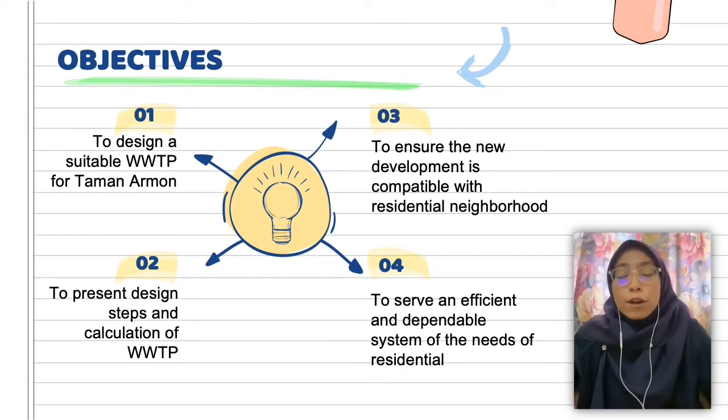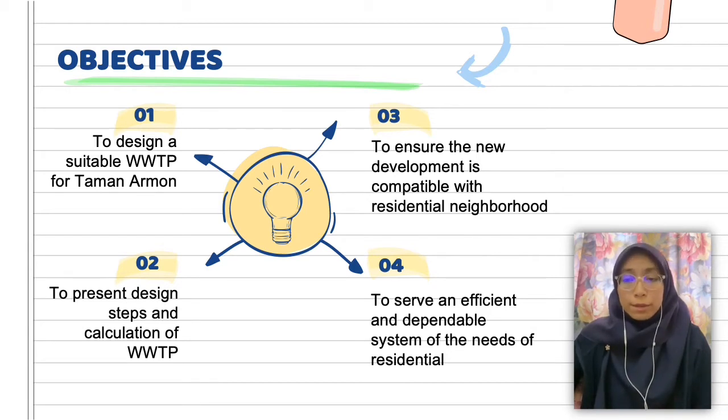We have four objectives that need to be achieved for this project. First, to design a suitable wastewater treatment plant for Taman Armon. Second, to present the design steps and calculation of the wastewater treatment plant. Third, to ensure the new development is compatible with the residential neighborhood. And last one is to serve an efficient and dependable system for the needs of the residents.